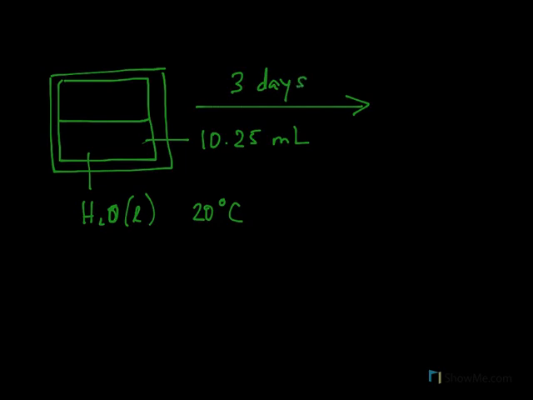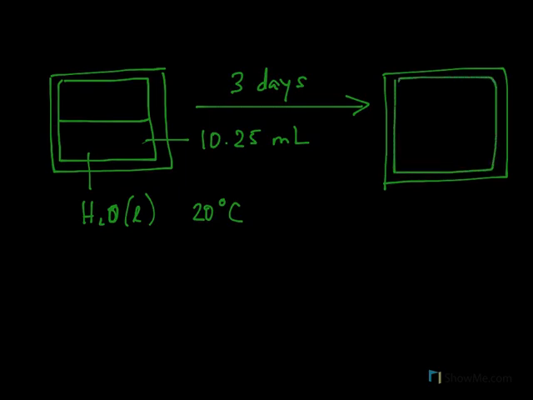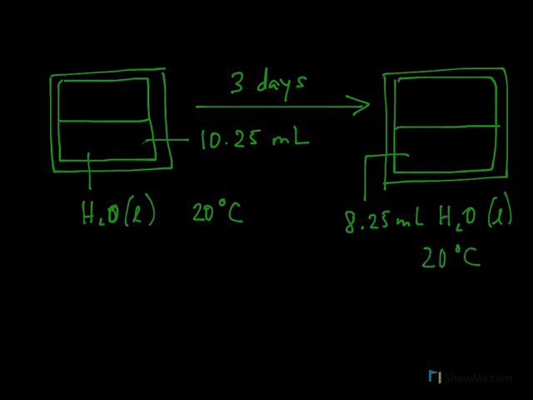And we take a look at the volume of liquid inside this closed container of water. When we measure the liquid, it has 8.25 milliliters of water. Again, the temperature has stayed at 20 degrees. So what has happened? Well, we notice that within the walls of this container, we see water vapor.